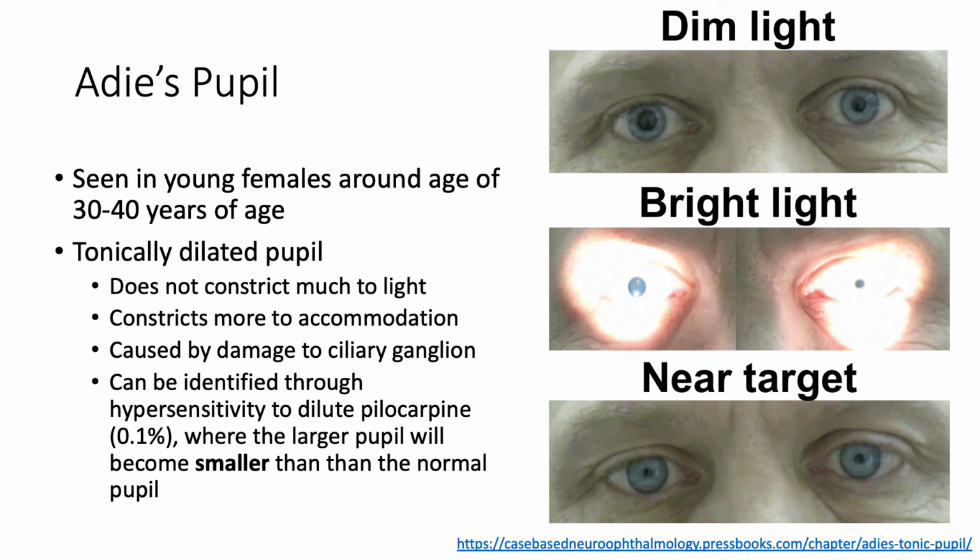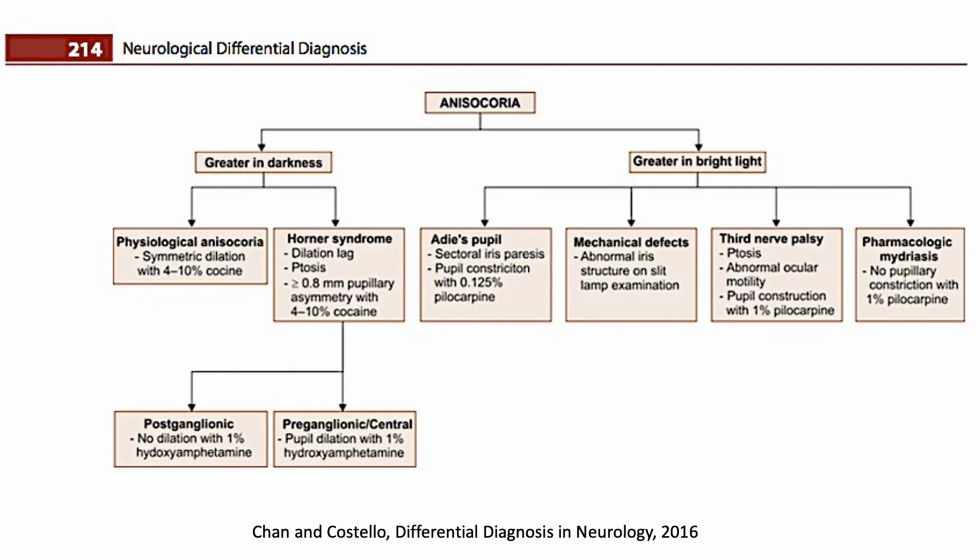This is because Adie's pupil is caused by damage to the ciliary ganglion. We can do a test for Adie's pupil by using dilute 0.1% pilocarpine in both eyes. In this condition, the affected people actually become super sensitive to the cholinergic effects of pilocarpine and constrict more than the normal people. You get a reversal of anisocoria, where the pupil that was initially larger becomes smaller than the normal pupil. That covers the basic algorithm for anisocoria.